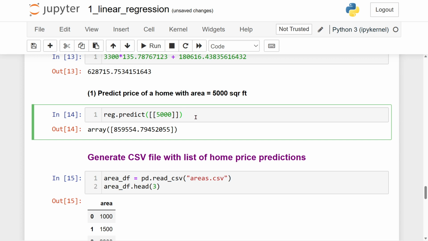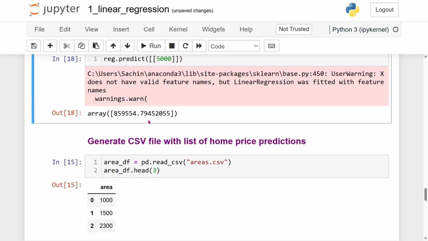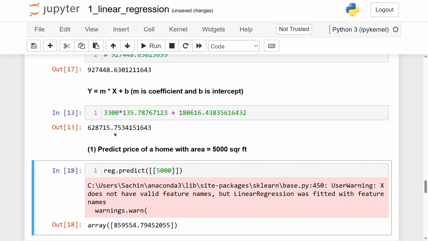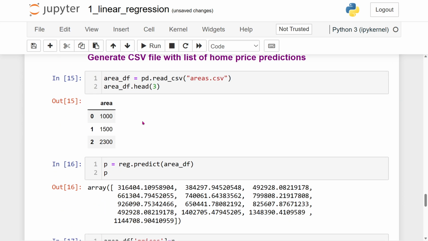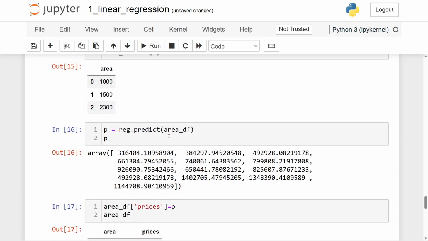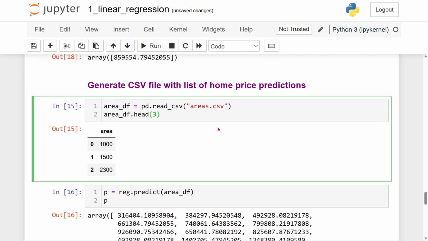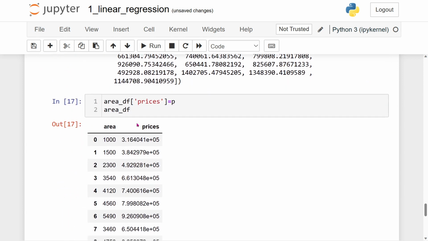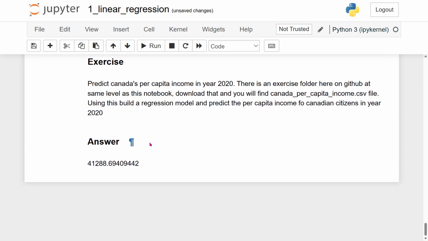Okay, so we have the second prediction, 5000, and again we have the same value. If you put in the same value, you get that prediction value. Now you can calculate the area for more areas also, calculating this area and finally the predicted price. The exercise is to predict Canada's capital income in 2000.